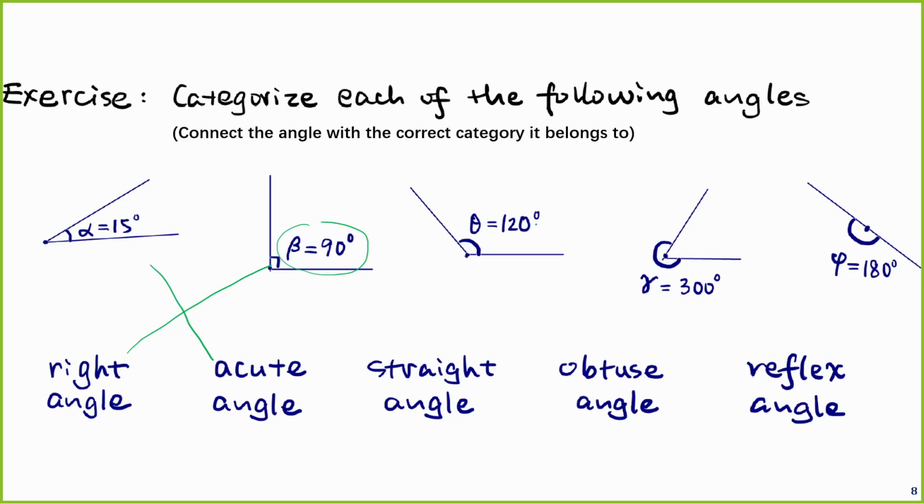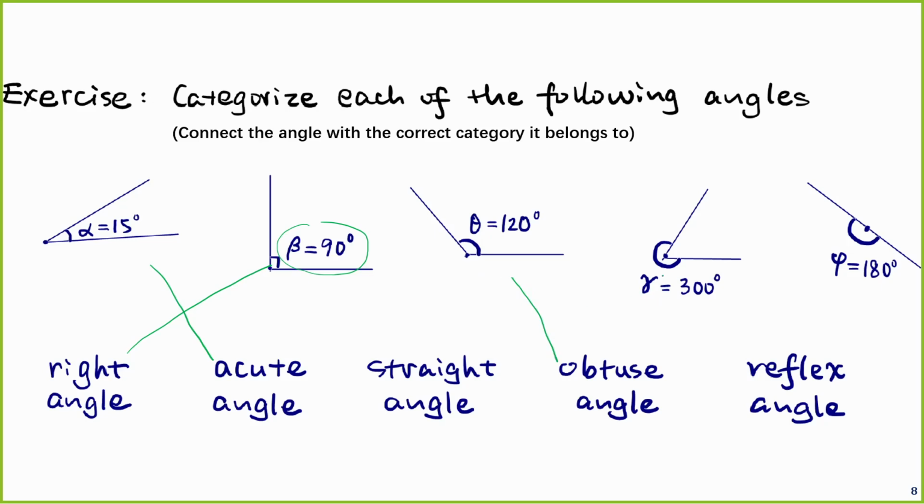How about when theta equals 120 degrees? Neil, any comments? Can you hear me? Okay, probably your microphone doesn't work, so I'll answer for you. I cannot hear you. So 120 degrees is an obtuse angle, right?